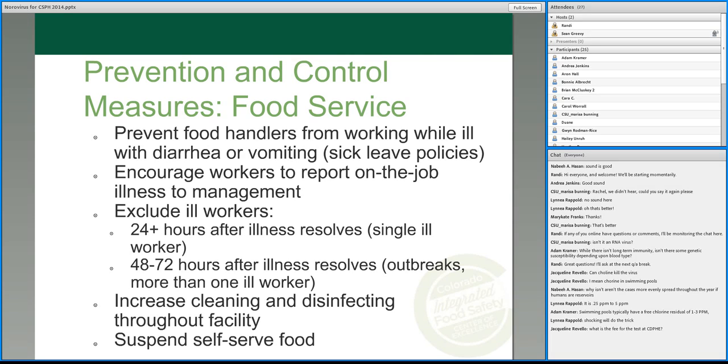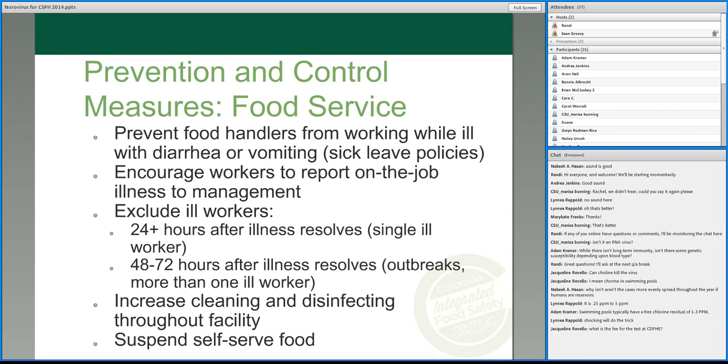Now, excluding ill workers happens not only while they're ill, but afterwards. For a single ill worker, the recommendation is that they be excluded for 24 or more hours after their symptoms resolve. During an outbreak, when you have more than one ill worker, we want to bump that up to between 48 and 72 hours after the illness resolves. That's when we really see the level of virus in the stool and the chances of someone infecting others really go down.